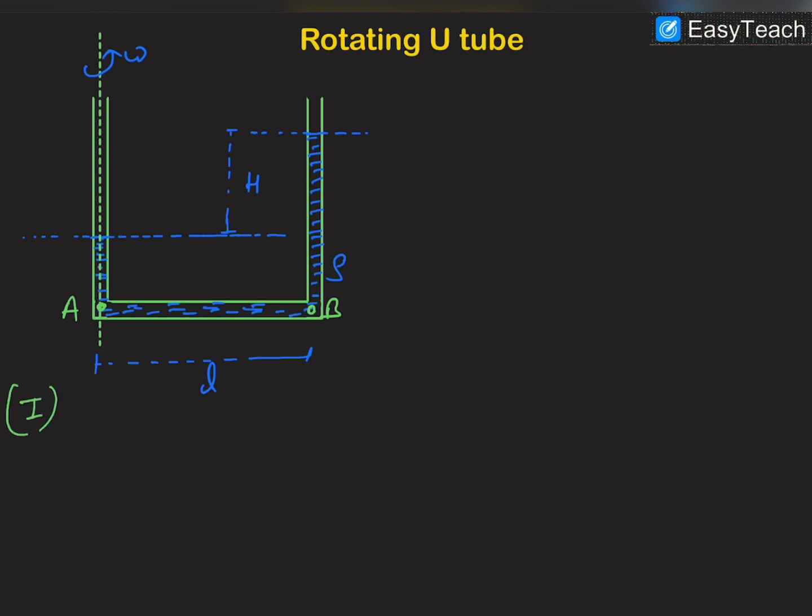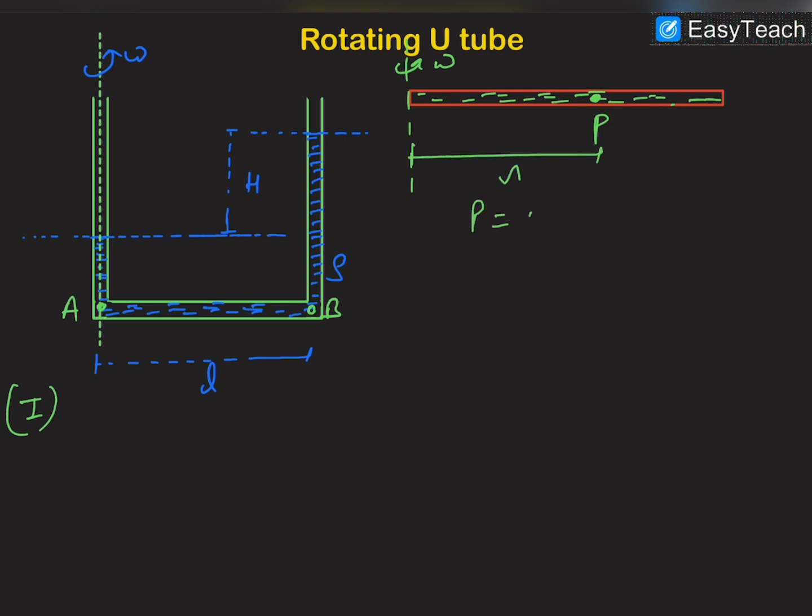In the first method, we have already studied the fact that when a closed tube containing some liquid is being rotated about this axis with some angular velocity omega, then the pressure at some random point at a distance of r, p, will be equal to p axis plus rho omega square r square by 2. This we have already studied.